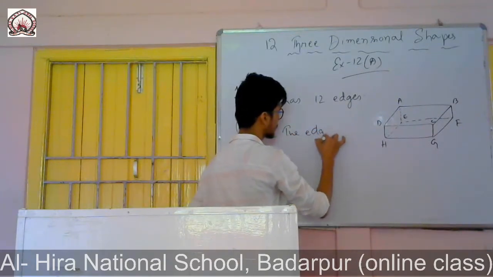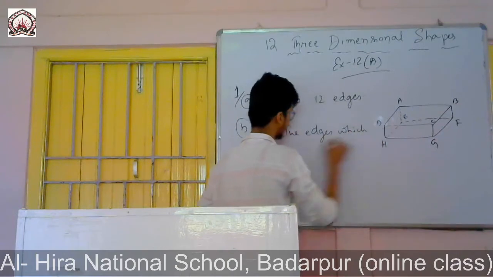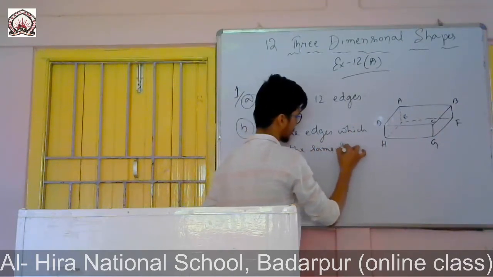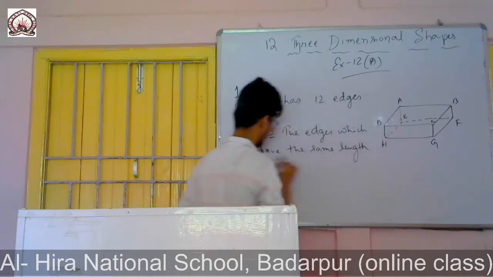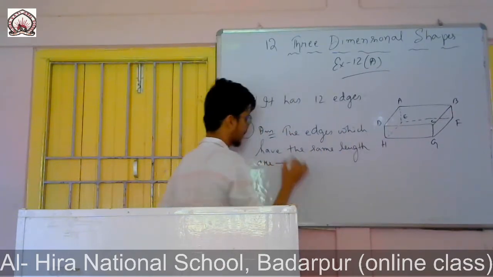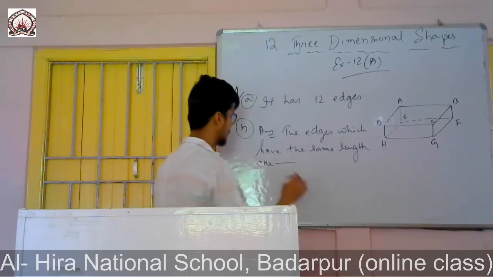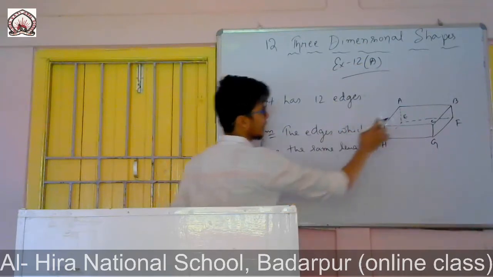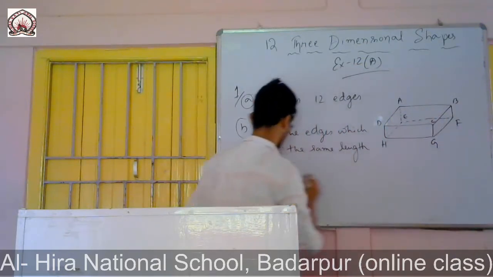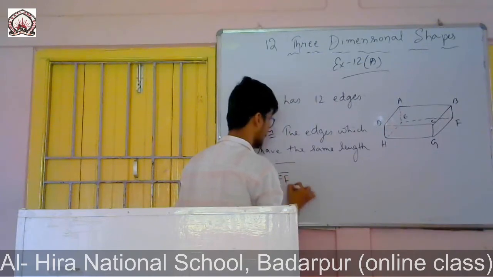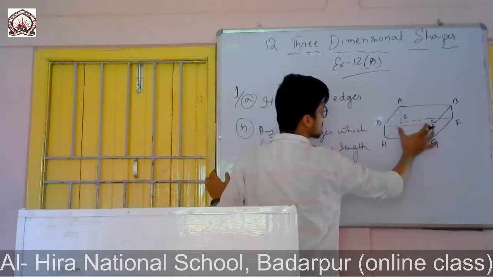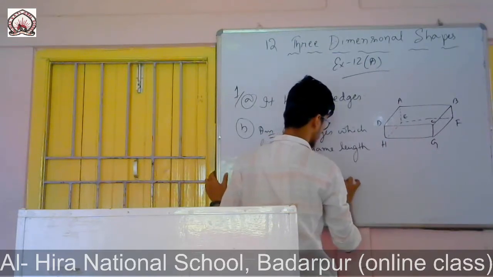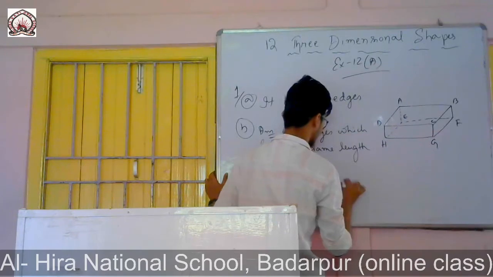The edges which have the same length, I will arrange them. First one is line segment AB, then AB and EF, AB comma EF, then CD, then GH, so it is one.